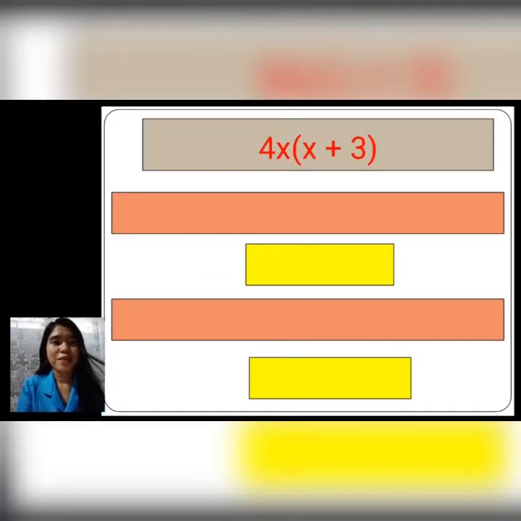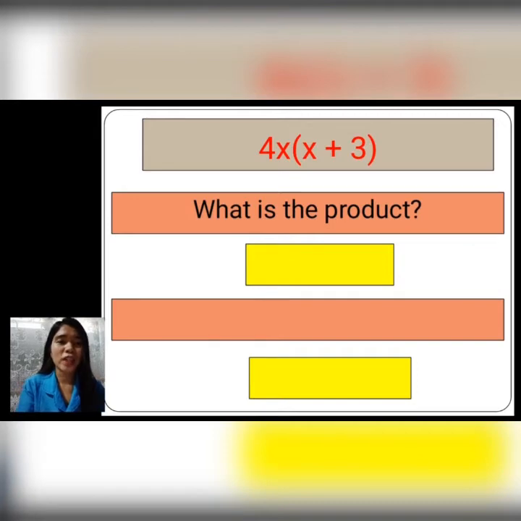Okay, so how about this one? We have here 4x times x plus 3. The question is, what is the product? Okay, so to get the product, we are going to distribute 4x to x plus 3. So we are going to use the distributive method. First, we will multiply 4x to x. When we multiply 4x to x, we got 4x squared. Next, we will multiply 4x to 3. So 4x times 3 is equal to 12x. So the answer is 4x squared plus 12x.